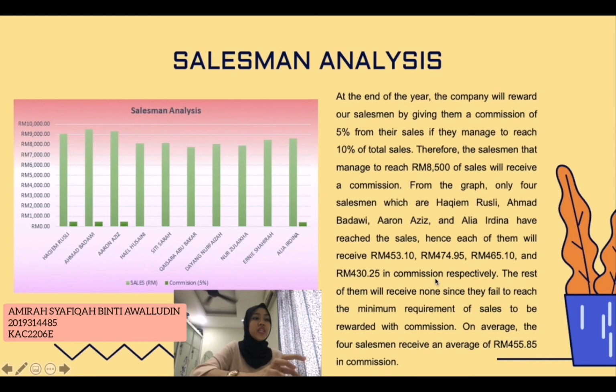Hence, each of them will receive 453 ringgit and 10 cents, 474 ringgit and 95 cents, 465 ringgit and 10 cents, and 430 ringgit and 25 cents in commission respectively. The rest of them will receive none, since they failed to reach the minimum requirement of sales to be rewarded with commission. On average, the 4 salesmen receive an average of 455 ringgit and 85 cents in commission. That's all from me. Thank you so much.